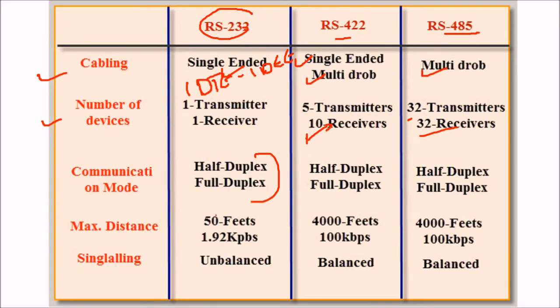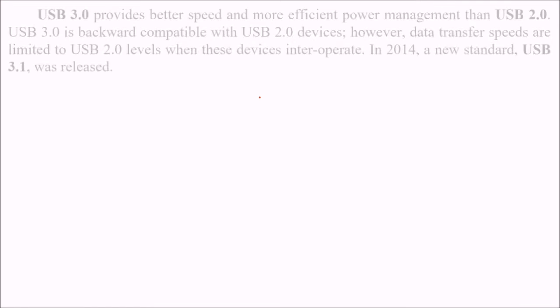The communication mode is full duplex in all of these three. The maximum distance is 50 feet for RS-232 at 19.2 kbps. This 50 feet is around 15 meters, while it is 4000 feet for RS-422 and 485, which is around 1.2 kilometers. Let us take it as 1 kilometer. If you have a 15 meter cable, then the speed can go up to 1 Mbps. So these are the things about RS-232 and variants.